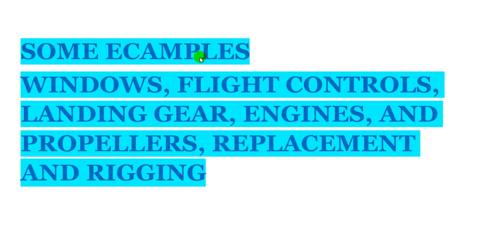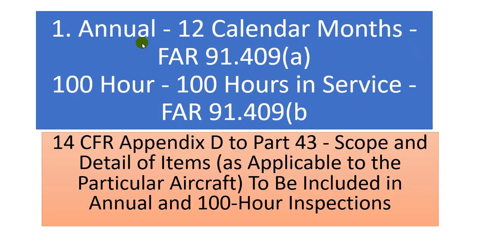But there are some examples here, such as windows, passenger or cockpit, flight controls, primary and secondary, landing gear, nose and main, engines, propellers, replacement, and rigging. I think these items need RII. These are some items which I found, and they have references.